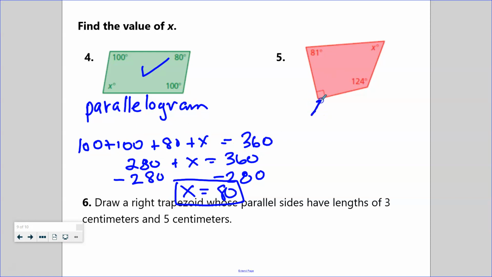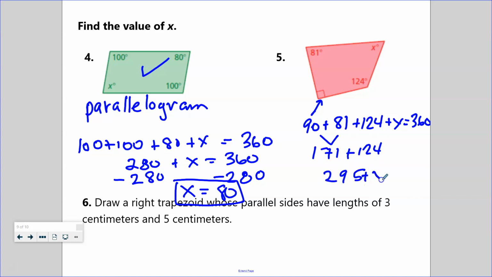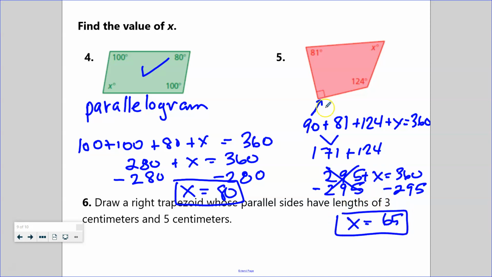All right, I know what that square means: 90, right? Plus 81 plus 124 plus x equals 360. Add all those together, and we get 171 plus 124, we get 295 plus x equals 360. Subtract off 295. Subtract off 295. This goes to 0, and we get x is equal to 65. Again, go up here. 90 plus 124 plus 81 plus 65. Does that equal 360? It should.